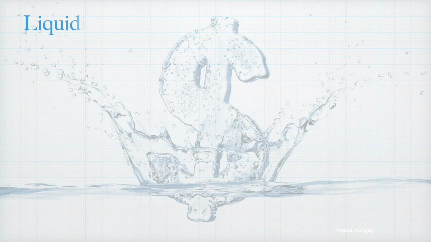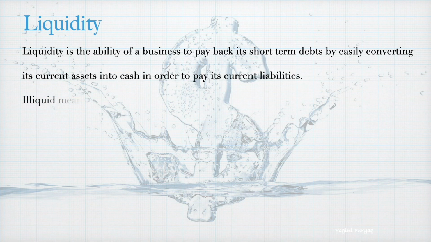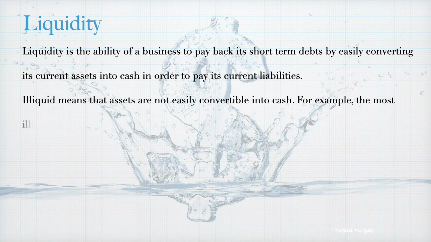Liquidity. Liquidity is the ability of a business to pay back its short-term debts by easily converting its current assets into cash in order to pay its current liabilities. Illiquid means that assets are not easily convertible into cash. For example, the most illiquid asset is closing inventory.